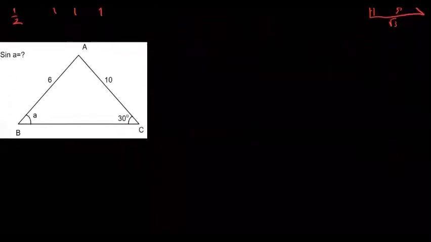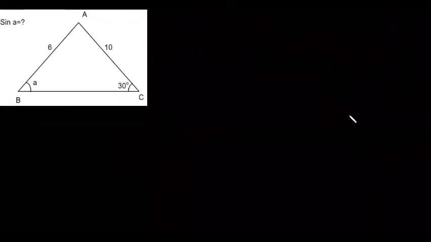Next example, sine of A is the question, as you see. So we are going to do the law of sines. 6 over sine of 30 is equal to 10 over sine of A, because this is A degrees, or doesn't matter. The measure of this angle is A radians or A degrees. So sine of A, right? So now we can use the cross multiplication.